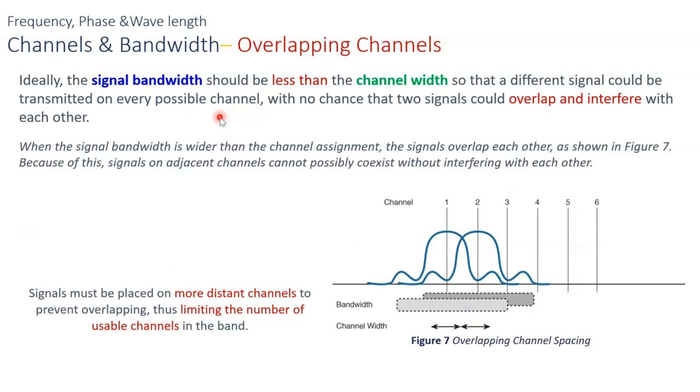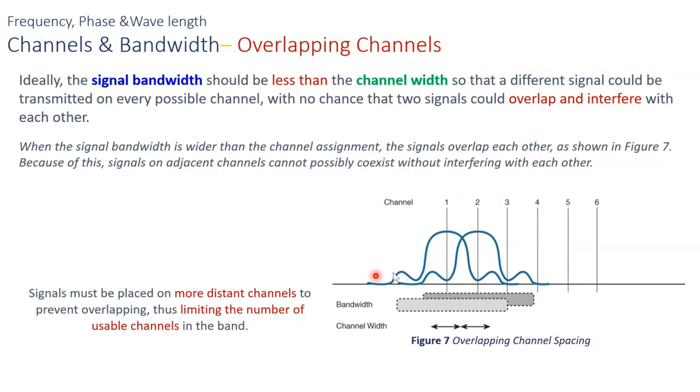If I have this true, if the signal transmitted on channel 1 has a bandwidth less than the channel width, and the signals transmitted on channels 2, 3, 4, 5, and 6 have bandwidths less than the channel width, then I can use every channel for transmission. I can use all the channels with no chance that two signals could overlap and then interfere with each other, because I have this condition valid: the signal bandwidth is less than the channel width.